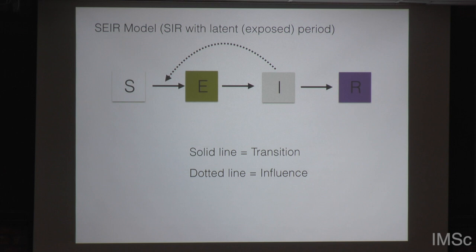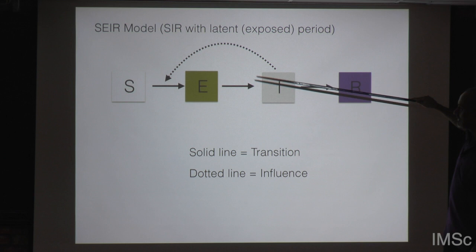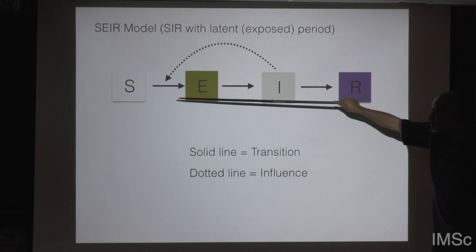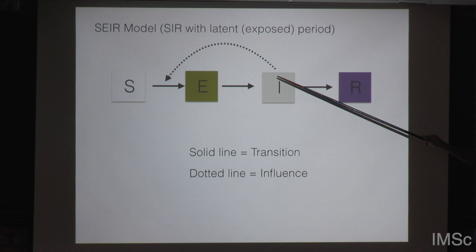That's just the way I've drawn it in terms of sequence. In the sequence, susceptible comes before infected. But it's the presence of infected that influences the rate at which susceptible becomes exposed. So the logic is the logic of the progression between the compartments. And given that progression, only something that is infected can influence something that is susceptible.